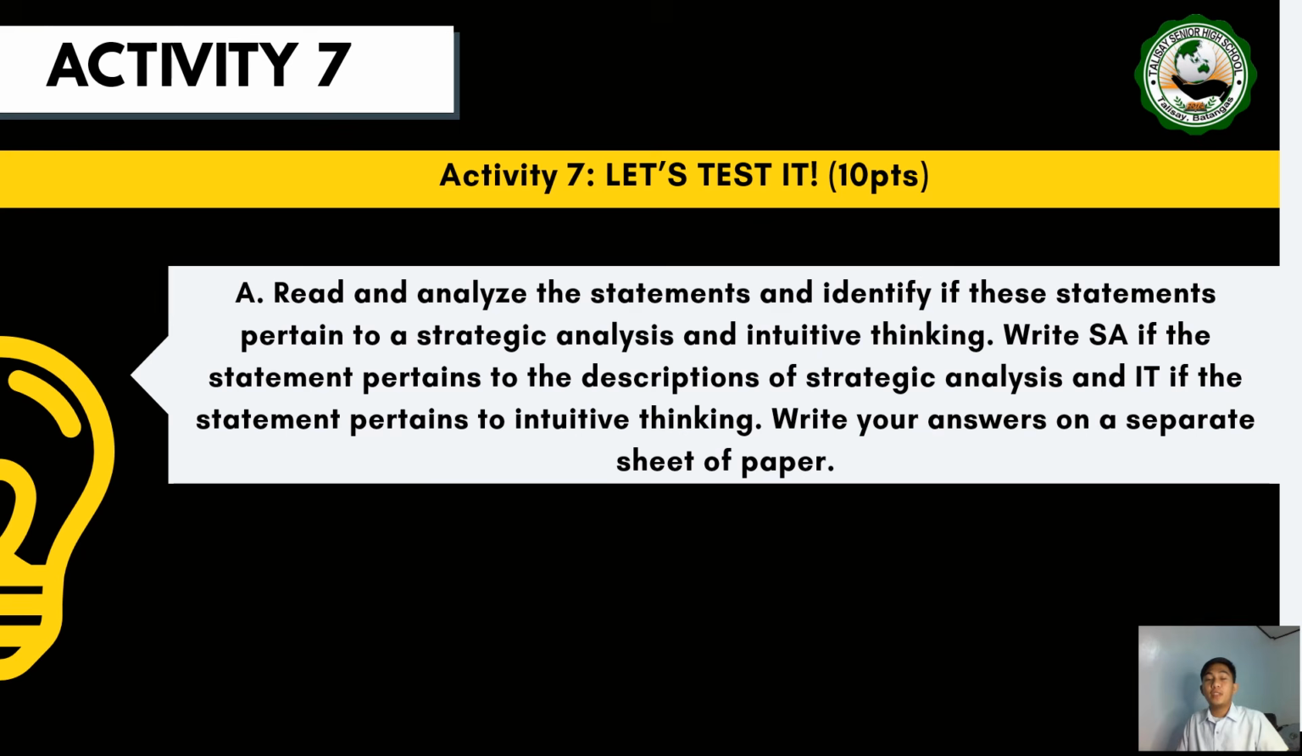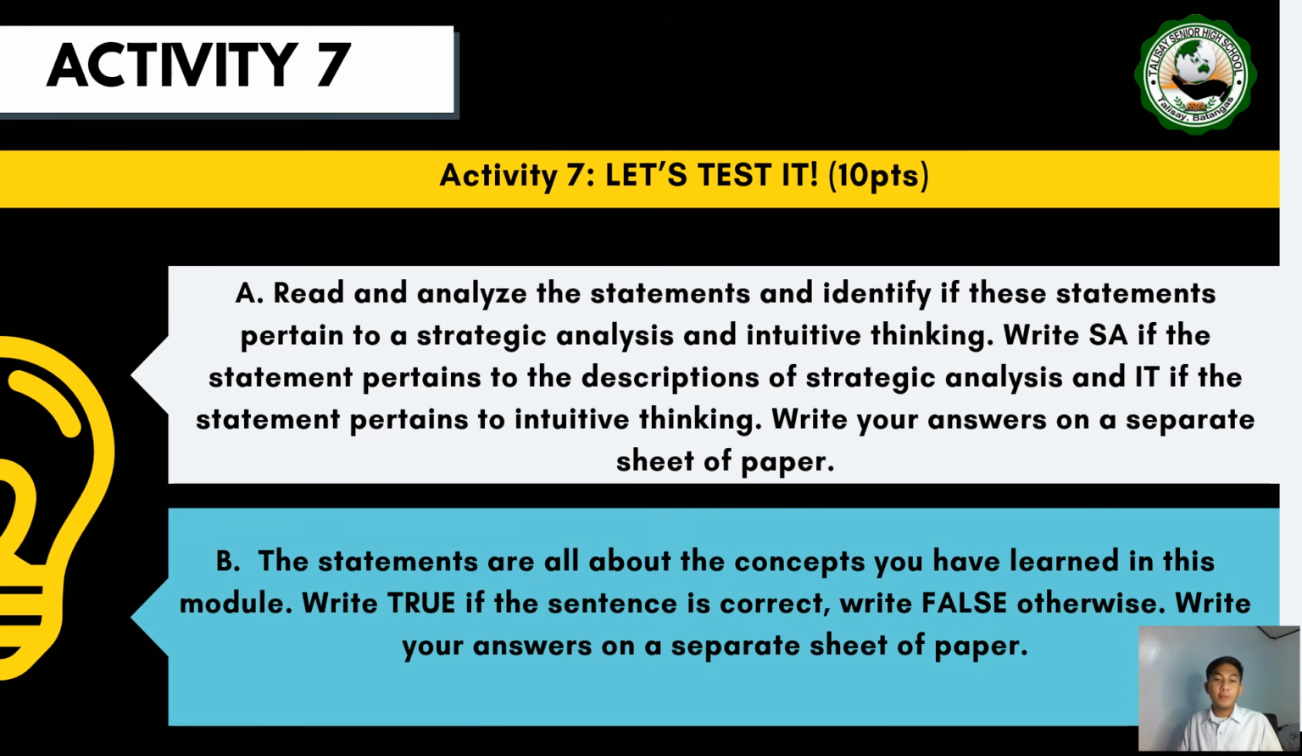And last, for activity 7, for 10 points, let's test it. And this is divided into two parts. So for part A, you're going to read and analyze the statement and identify if these statements pertain to strategic analysis or intuitive thinking. So write SA if it is strategic analysis and IT if it is intuitive thinking. And letter B, true or false, write true if the statement is correct and false if the statement is incorrect.